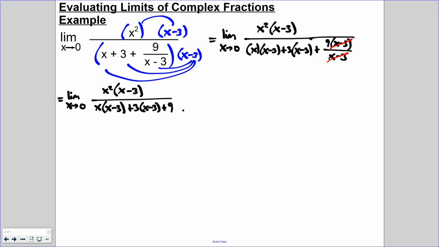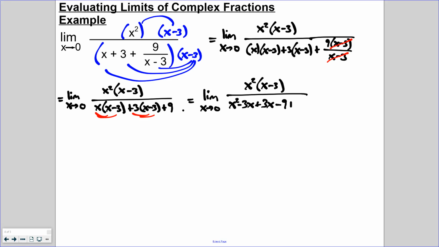Alright, so from here the numerator appears to be in factored form, so we just have to simplify the denominator. And we can do that by using the distributive property, which is going to give us the limit as x approaches 0 of x squared times (x minus 3) all over x squared minus 3x plus 3x minus 9 plus 9. Well, we can see the negative 3x and the positive 3x will cancel each other out. The negative 9 and the positive 9 will cancel each other out. And that's going to leave us with the limit as x approaches 0 of x squared times (x minus 3) all over x squared.